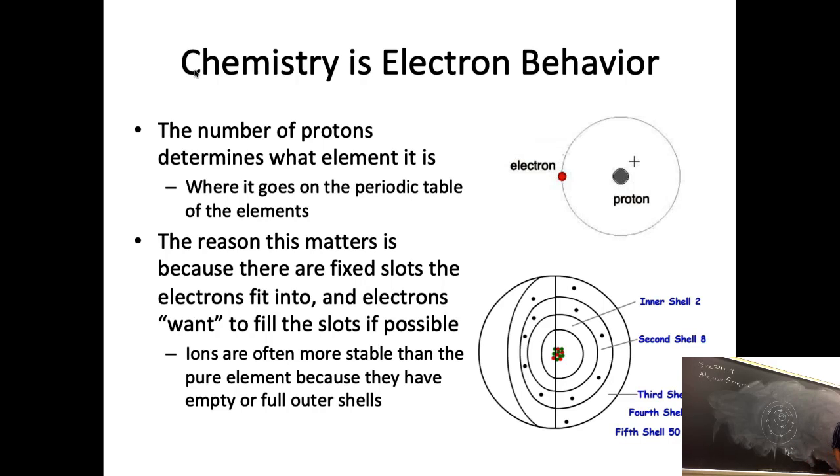Why did I write a plus? Alright, it's got 11 protons and only 10 electrons. So if you do the math, right, positive 11 plus negative 10, it's plus 1. So it's got an extra positive charge to it.